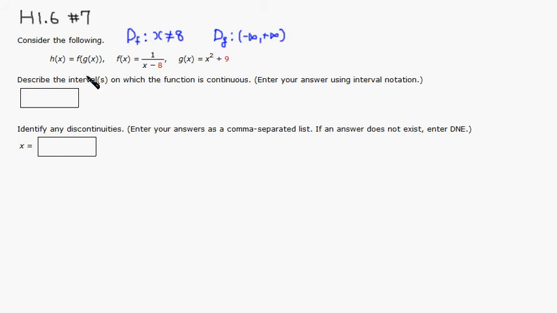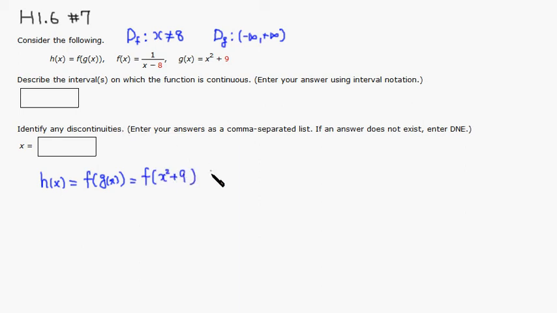Alright, then we have to look at f of x, which is a composition, f of g of x. Then describe the intervals on which the function is continuous. So if you look at h of x, maybe I'll do it down here. So h of x is going to be f of g of x, which is just a definition. But now we plug in g of x. g of x is simply x squared plus 9.